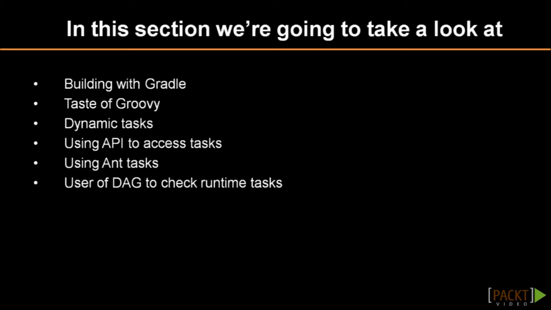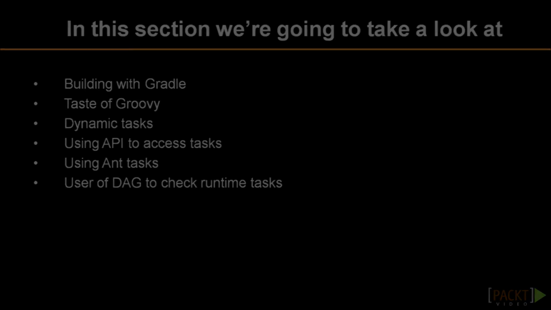file, running and adding basic tasks and default tasks, a taste of Groovy, using the build file to create tasks and dependencies, and also a quick language primer on Groovy, dynamic tasks, using the API to access tasks, using Ant tasks, really important to make sure that we get some reuse out of our old existing Ant tasks. And finally, using the DAG to check runtime tasks.